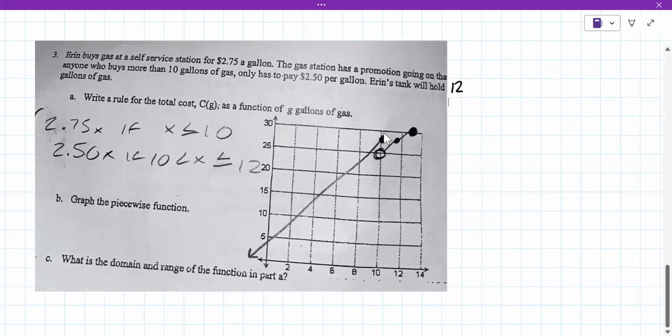One of the issues with this, and your instructor would definitely not be okay with this, is you can't buy negative gallons of gas. Like, it has to stop at some point. And the other issue is that if you don't buy any gas, you don't pay anything. So it has to start here at the origin. Okay. So a couple of points would help.